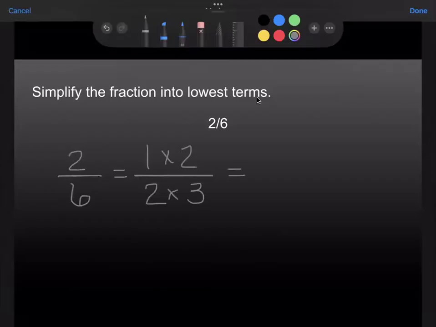Now I noticed I have a 2 on the top and a 2 on the bottom, which means I can cross those off and eliminate them. So next, I'm just going to write what I have left. I have 1 on top and 3 on the bottom. That's what I have left. So that means 2 over 6 simplifies to 1 over 3.